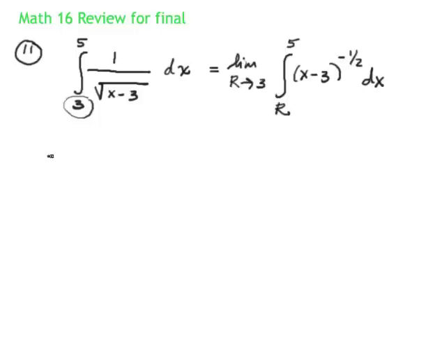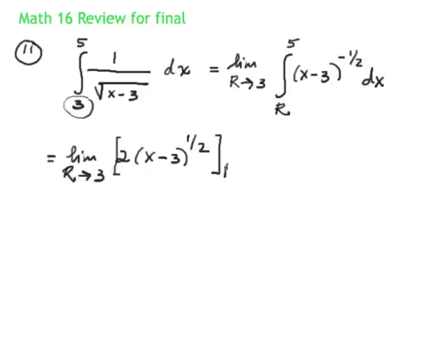So let's do that. No constant's going to come out, because if we were to put u equal to x minus 3, du is equal to dx. So we can just use the power rule over here. All right, so let's do that. So we have x minus 3 to the minus 1/2 plus 1, that's 1/2. Divide by 1/2, or multiply by 2.